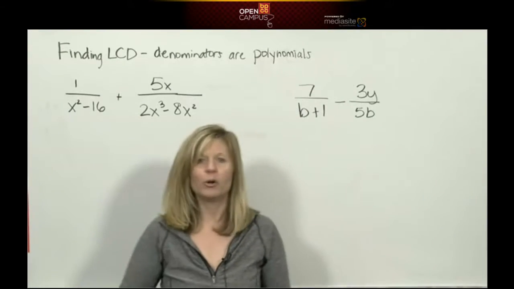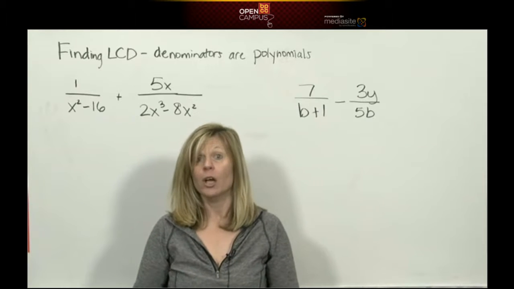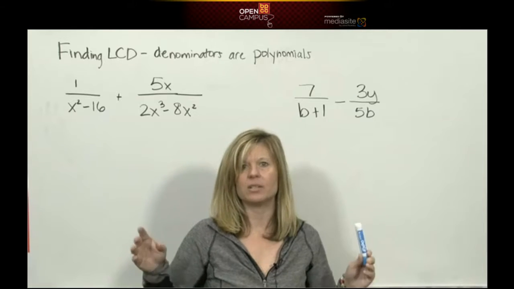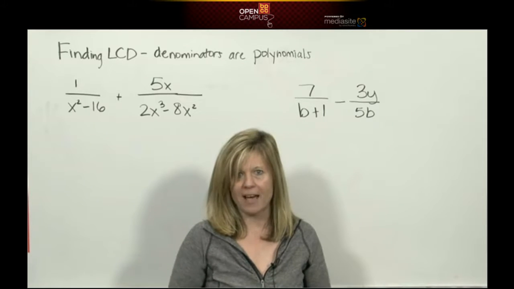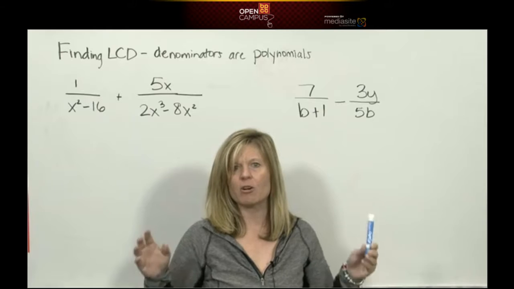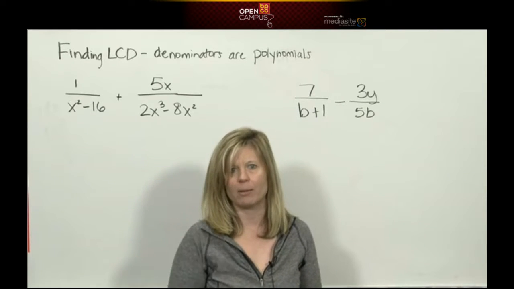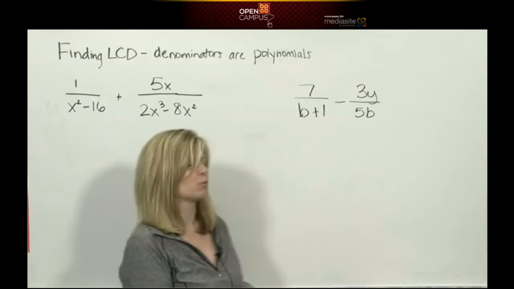Welcome back. Okay, let's apply what we've learned. We have talked about the correct mathematical way to find a least common denominator: do a factor tree, break your denominators into prime terms, and then take the most of every prime term. Let's apply that to algebra.